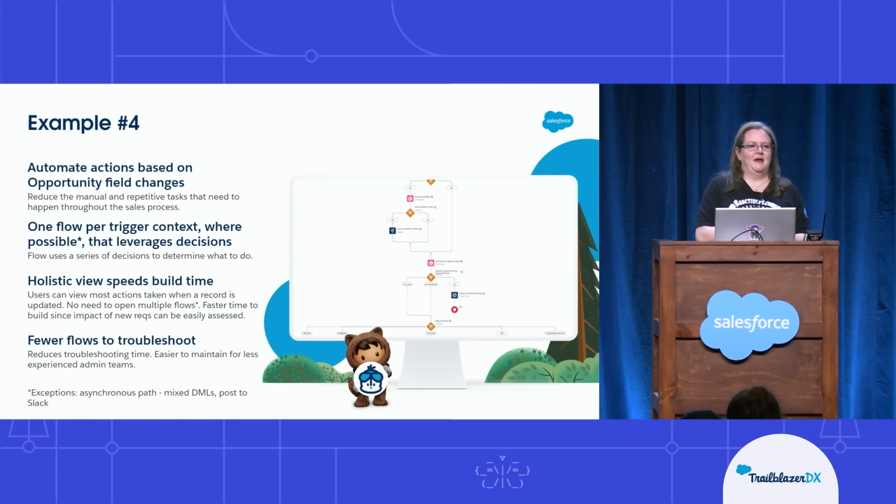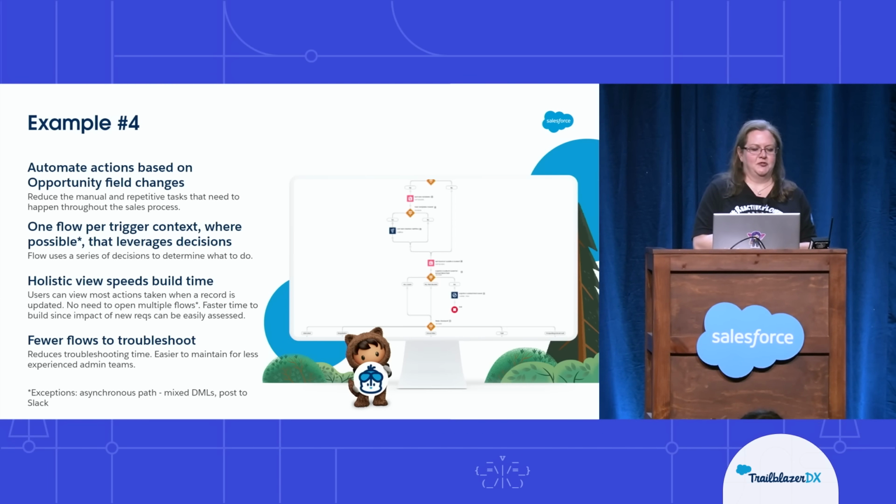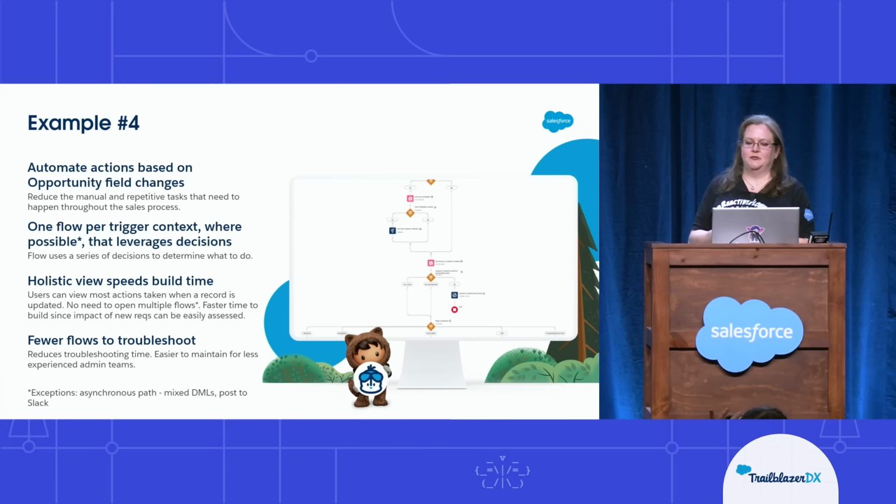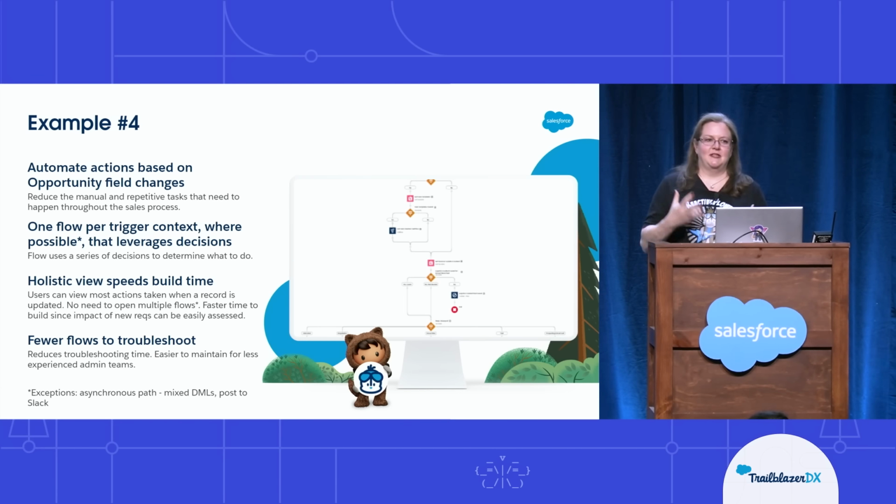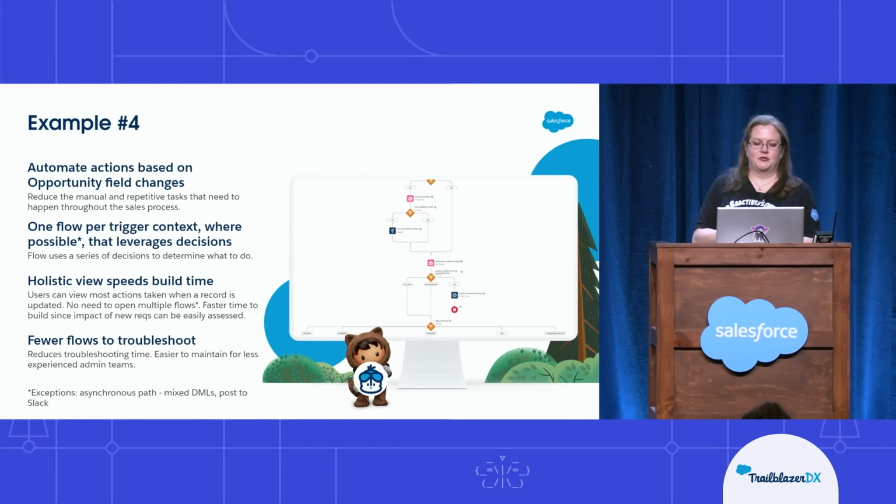So this is going to automate actions based on opportunity field changes. And so we wanted to reduce the repetitive manual tasks that needed to happen throughout the sales process, and make sure the right people are getting notified. And so I chose the pattern for this particular example of one flow per trigger context, so one on create, one on update, which is the one that we're going to show here. And then leverage a series of decisions to keep it all within one flow.